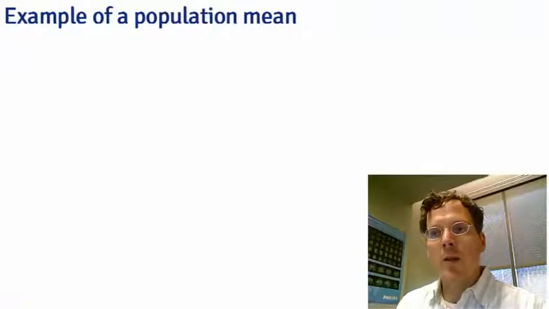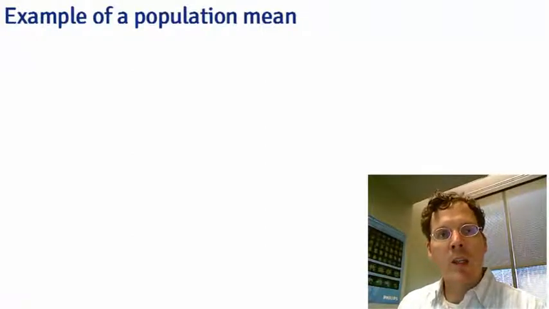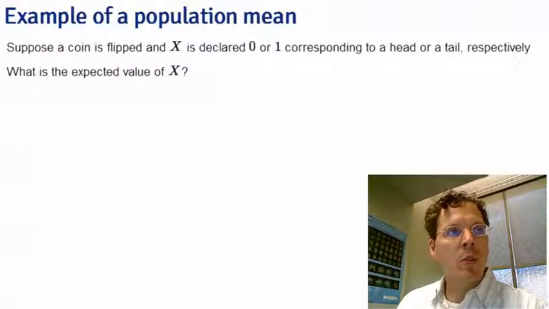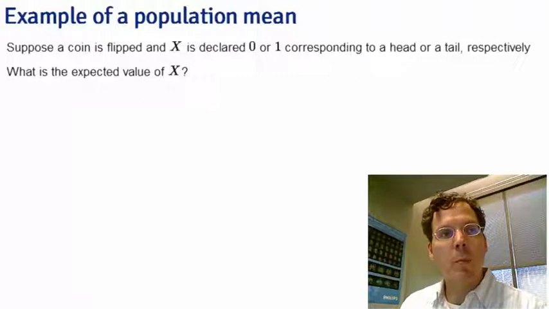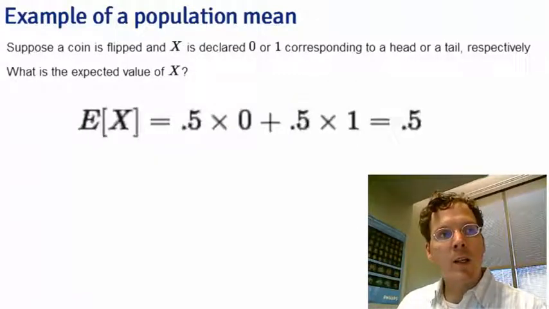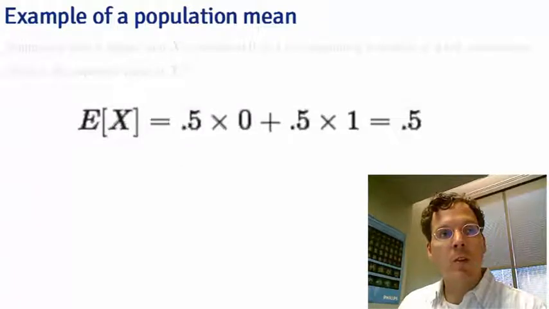Now let's talk about an example of obtaining a population expected value. Suppose a coin is flipped and x is declared 0 or 1 corresponding to a head or a tail. What is the expected value of x? So again, the expected value is a property of the population. If we plug into our formula, expected value of x is the probability 0.5 times the value 0 plus the probability 0.5 times the value 1.